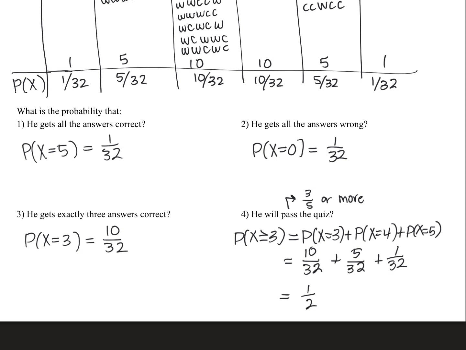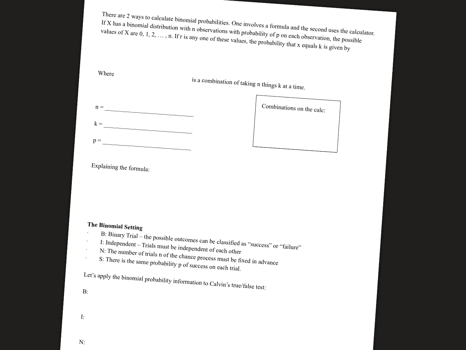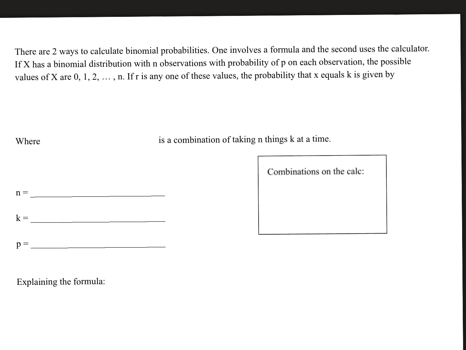So this is the long way and the hard way to do binomial distributions. There is an easier way, and that involves using our calculator and a formula. It does not make sense to always create a probability distribution table for binomial distributions. It can take a very long amount of time.